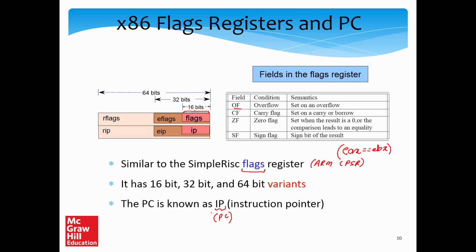So the program counter is called the IP register in 16 bits, EIP register in 32 bits, and the RIP register, extended instruction pointer register, for 64 bits. It's called RIP. So the idea is the same, that the same register is divided into multiple fields, and depending upon the nature of the instruction set and the processor, we choose which field should be returned as the answer.